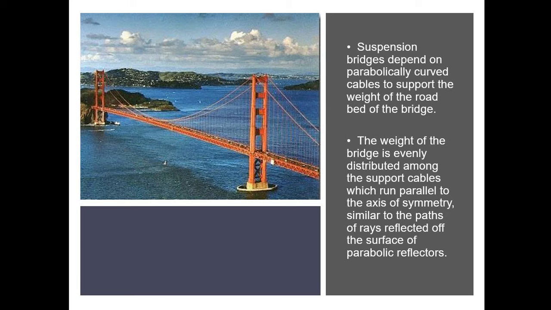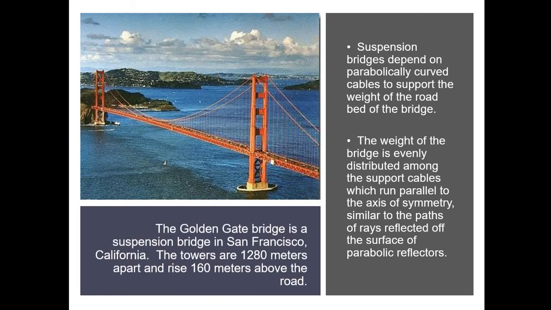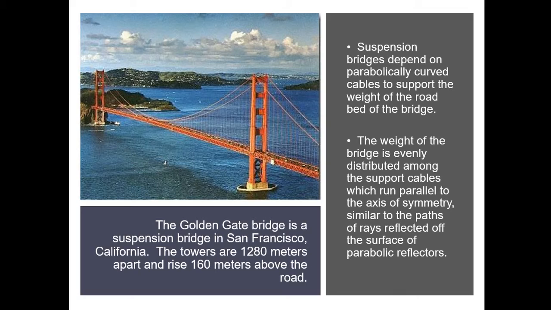And the weight of the bridge is evenly distributed among the support cables which run parallel to the axis of symmetry, similar to the paths of rays reflected off the surface of the parabolic reflectors. So, sabi ko nga, the Golden Gate Bridge is a suspension bridge in San Francisco, California. The towers are 1280 meters apart and rise 160 meters above the road.